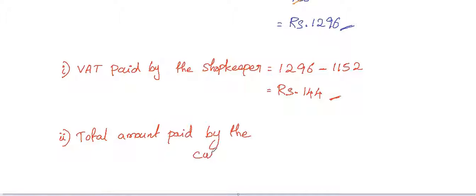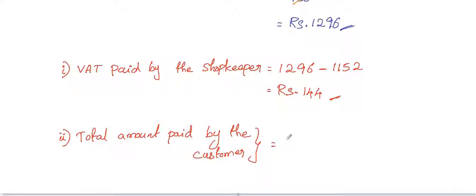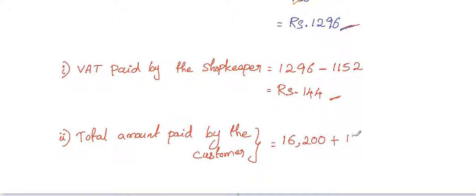And then the next part is the total amount paid by the consumer or customer, which is selling price 16,200 plus the sales tax for the consumer. If you add this, we'll get 17,496. So the total amount paid by the consumer or the customer is 17,496 rupees. I hope you understand this question.